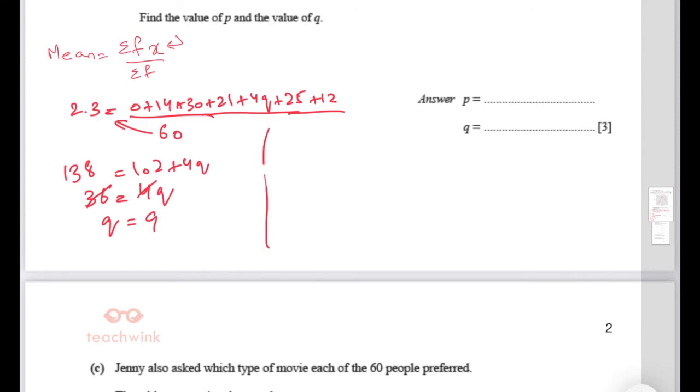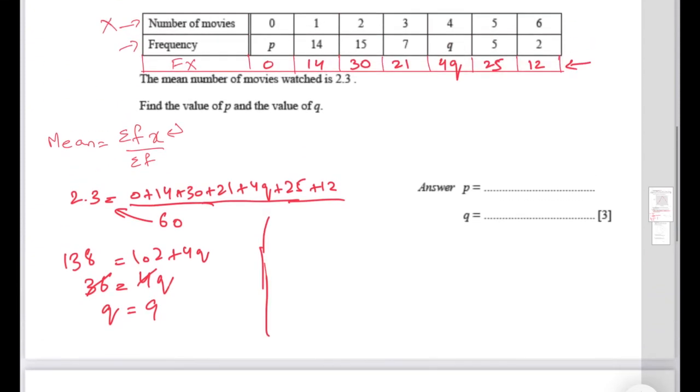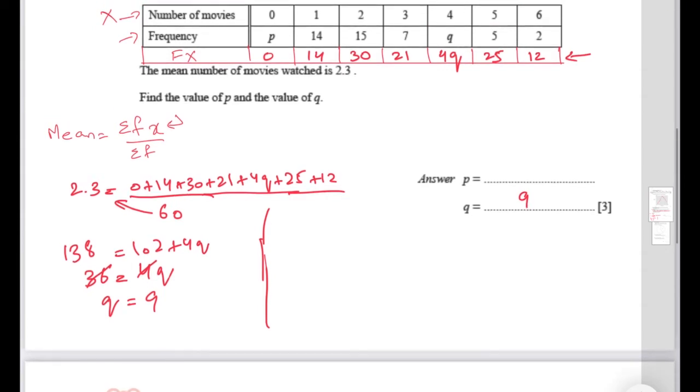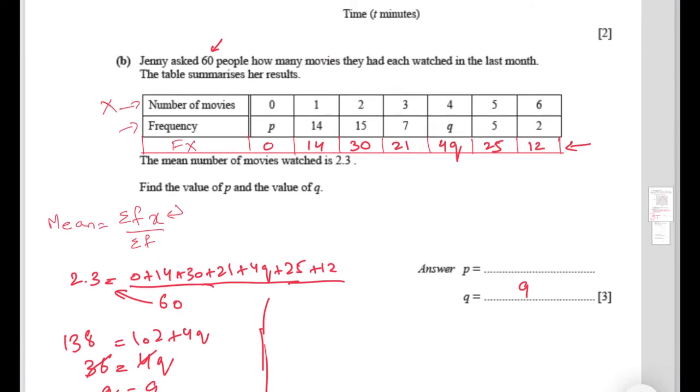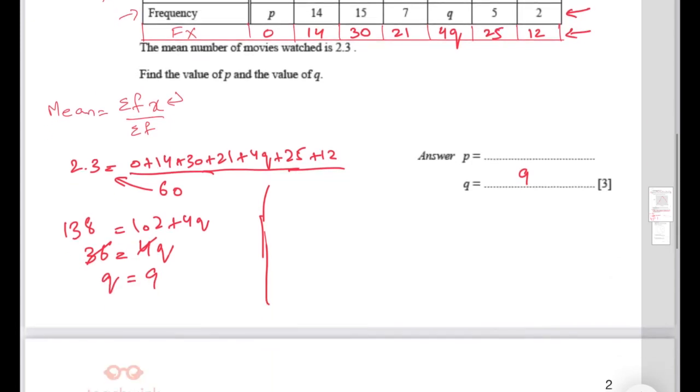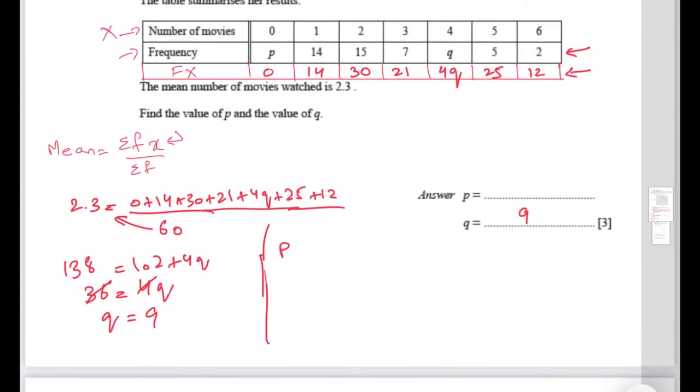So since we have Q being equal to 9, we write the value of Q right here. Okay, now let's find the value of P. How do we find that? So let's keep it simple. Let's add up all the frequencies because the sum of the frequencies given to us is 60. So we do P plus 14 plus 15 plus 7 plus 9 that we just found plus 5 plus 2, and this should be equal to 60. So P is equal to 60 minus whatever the sum of these numbers is.